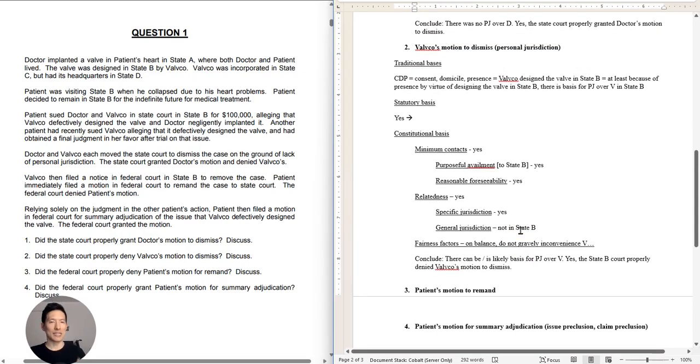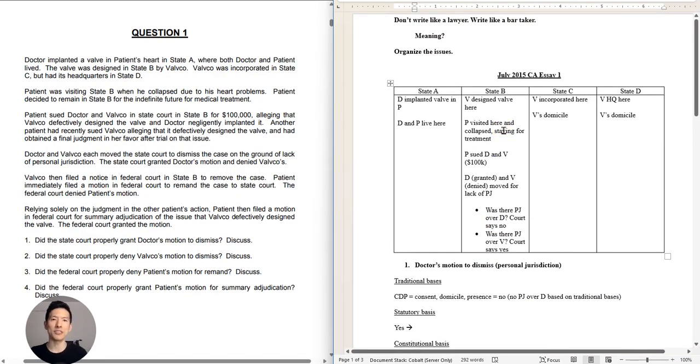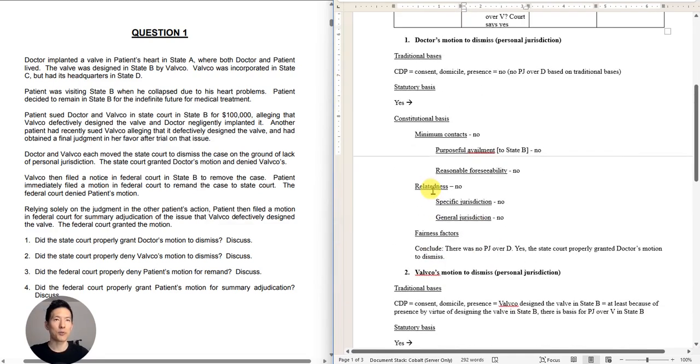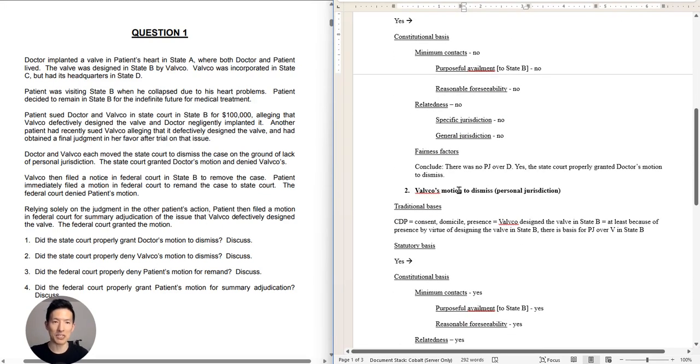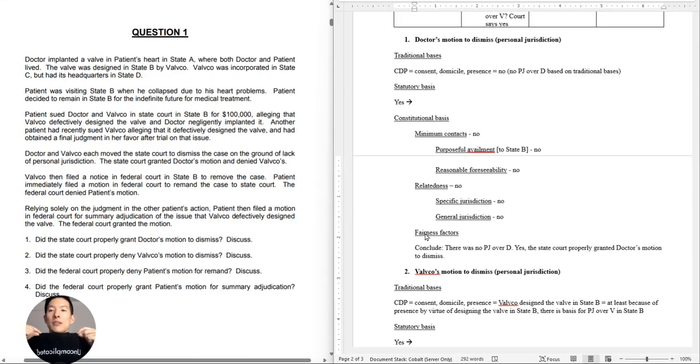So we did the exact same analysis, but we came to different conclusions, because this is why it's important to break this down. Who was in state B? What was happening in state B? And for the first question, the doctor had nothing to do with state B. It was the patient just visiting here where the valve was designed. And so because the facts were different, the analysis was different, and the conclusion was different. It's really uncomplicated. I wore this shirt just to show you that it's not complicated once you figure it out. So hopefully you feel the same way.